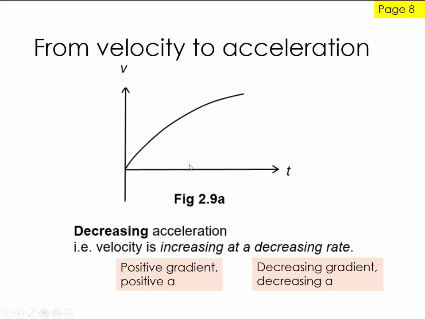Right? So in this case, page 8, velocity to acceleration, right? You can see that the acceleration should be decreasing because the gradient is decreasing, right? And V is positive, so A should be positive. Velocity is increasing, but you can see it is still increasing at a decreasing rate, right? So it tells us that it is a positive gradient, positive A, but it is a decreasing A, okay? Because of the decreasing gradient.